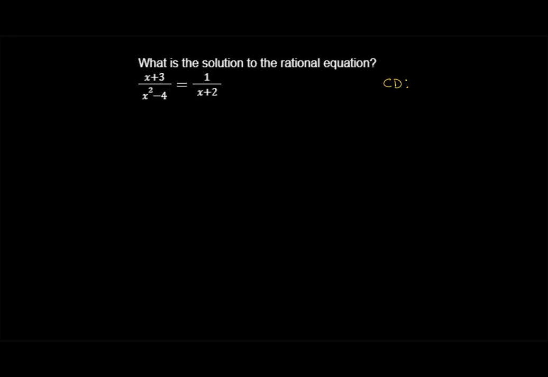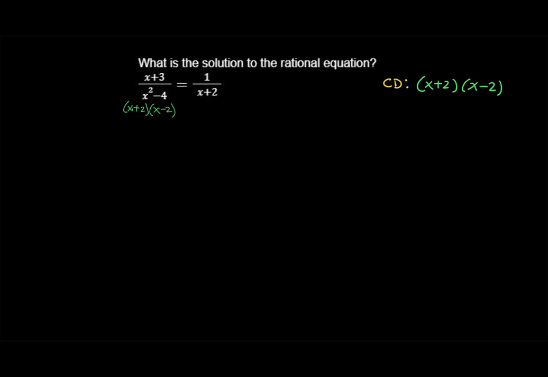In order to do that, we need to make sure the denominators are factored. X squared minus 4 is not factored. X squared minus 4's factors are x plus 2 and x minus 2. For our common denominator, we need each factor we see to the highest power we see in a single fraction. So I see x plus 2. I also see x minus 2. Neither one needs exponents.